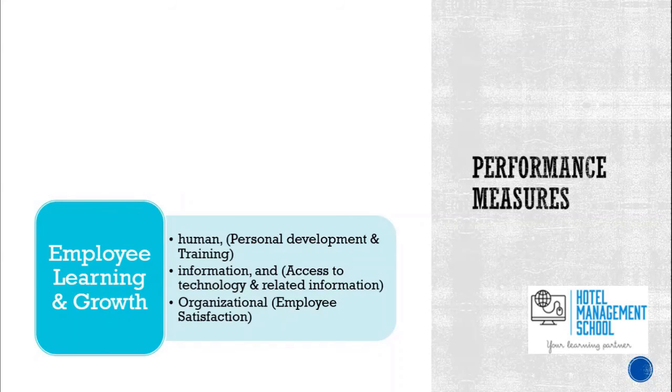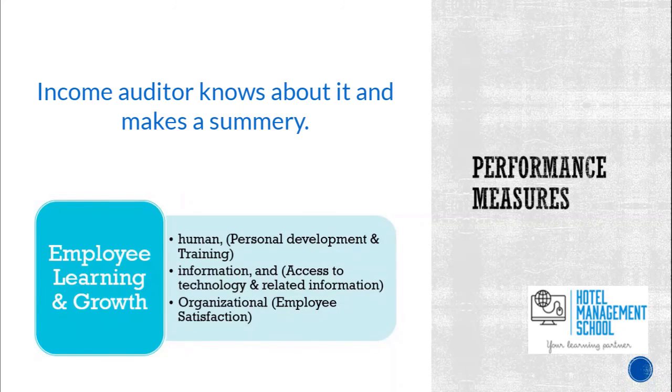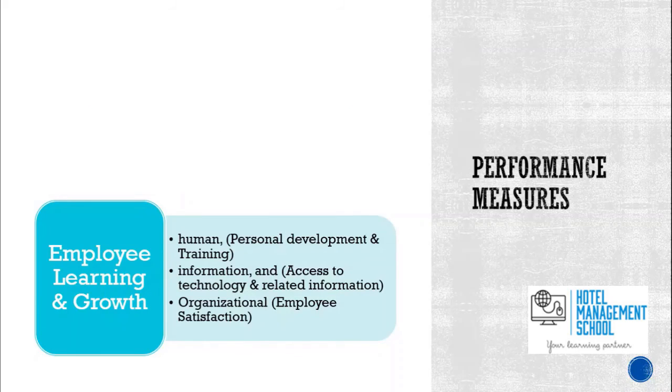Every time you report an overage or shortage in your hotel cash flow, say I lost $10, the income auditor knows about it. The income auditor makes a summary of how many times this person has made a mistake, keeps a record of this person, and checks how many times training he has received. Normally this record is sent to the general manager or to HR.